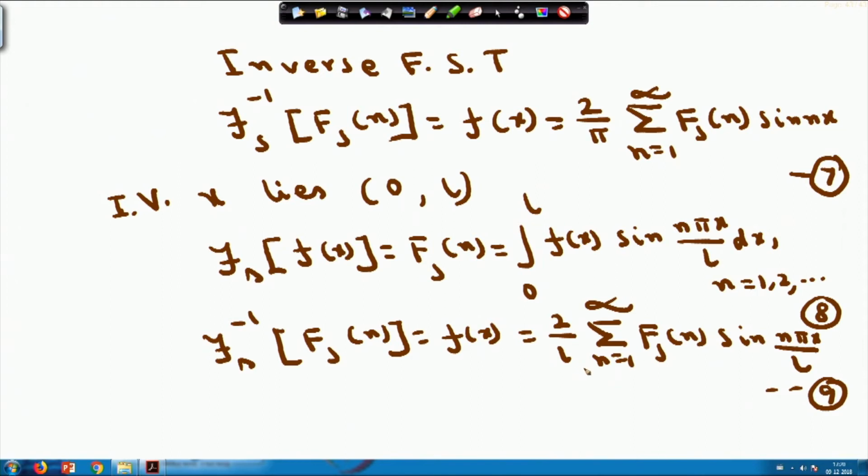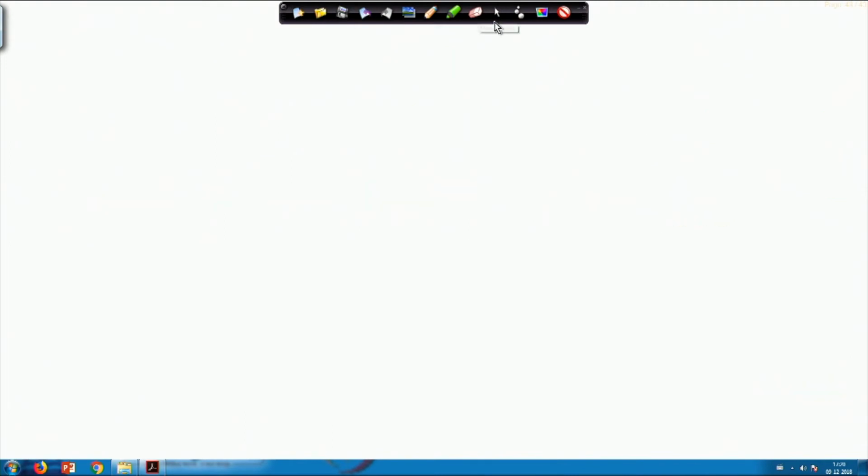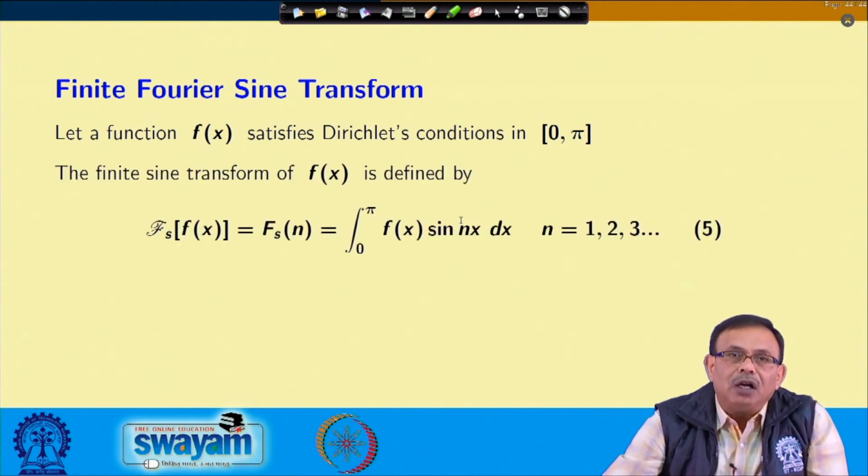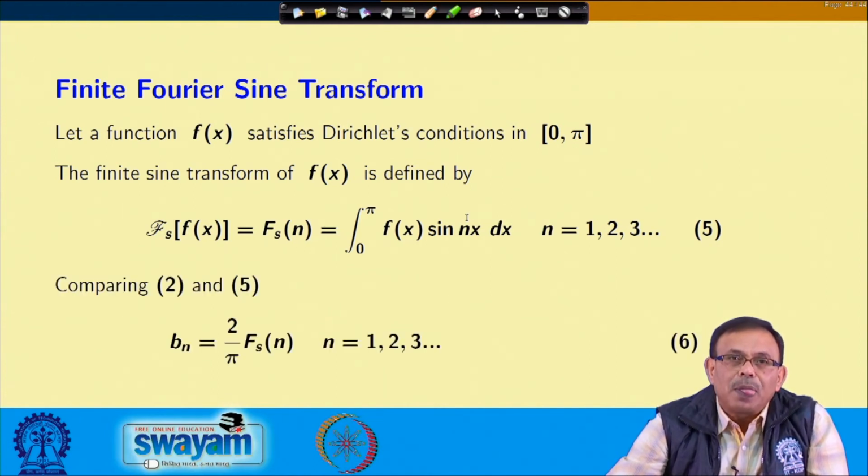This will be equals to 2 by L summation n equals 1 to infinity f s n into sin n pi x by L. So, just see it quickly here. The finite sine transform we are defining as 0 to pi f x sin n x dx, and if I compare 2 with 5, I can tell that b n equals 2 by pi f s n. Already I have explained what is equation 2. So, by comparing 2 and 5, we can tell b n is this quantity.